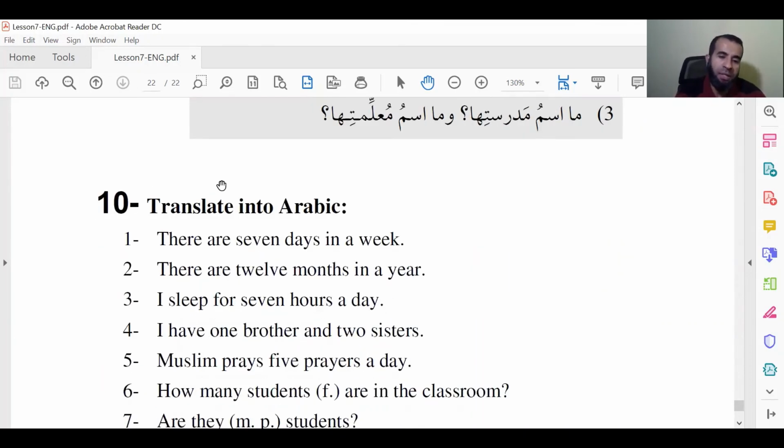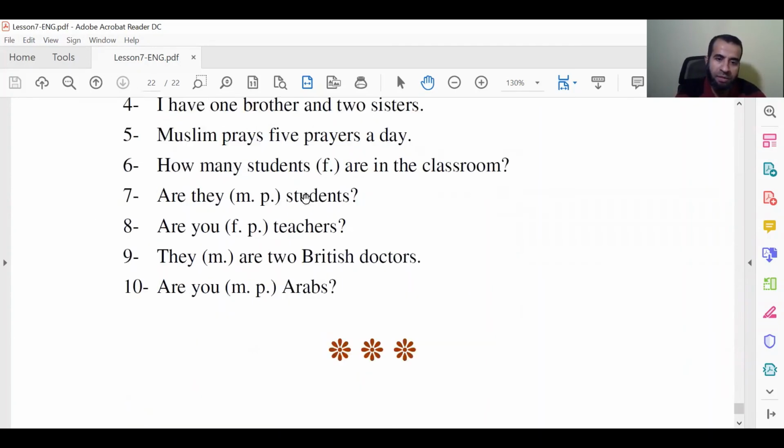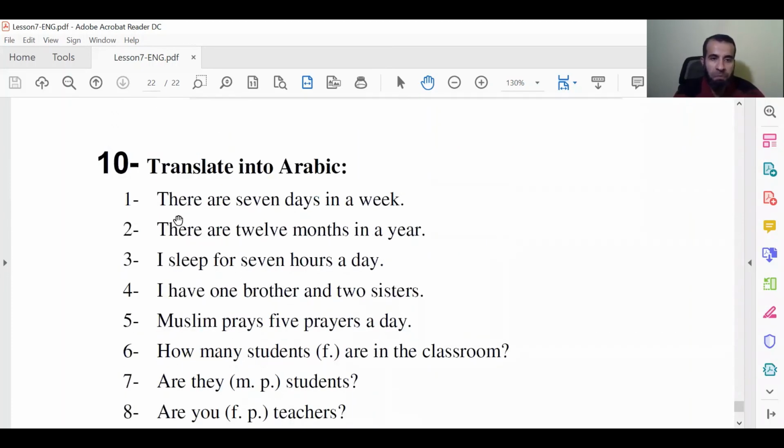10. Translate into Arabic. This is the last exercise here. 1. There are 7 days in a week. As we studied, we don't translate there are. We just say in a week or in the week, 7 days. I hope you memorize such sentences. في الأسبوع 7 أيام.